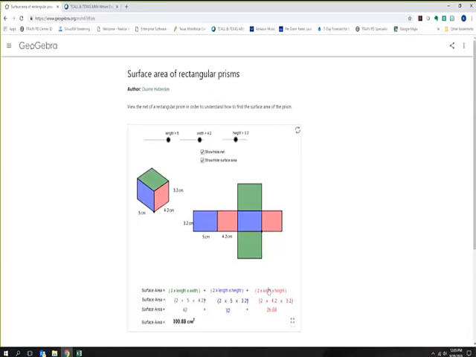Okay? Okay. So, Krista, great question from Mark. Is there a GeoGebra dictionary to explain terms like net and prism?